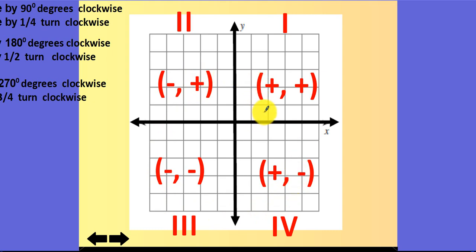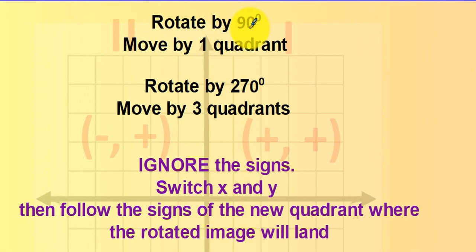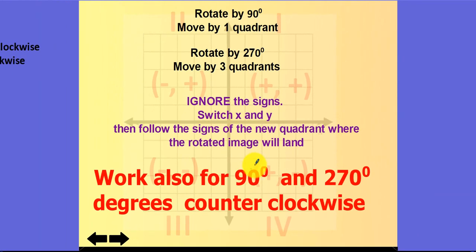Now to use coordinates, we have to identify the coordinates of our image. And after that, we're going to follow some rules. So for rotating by 90 degrees and 270 degrees, the procedure will be: ignore the signs of the coordinates, and then switch your x and y, and then follow the signs of the new quadrant where the rotated image will land. Now this procedure will also work for 90 and 270 degrees counterclockwise.